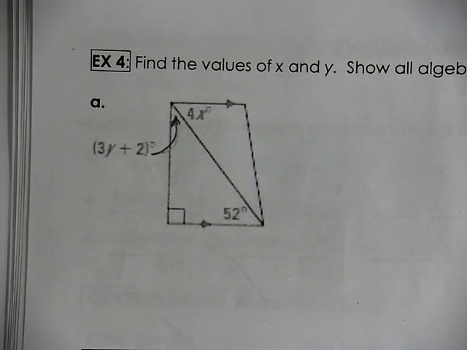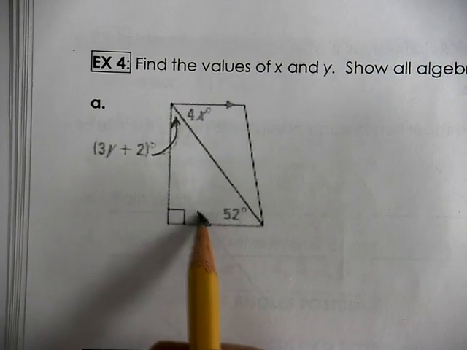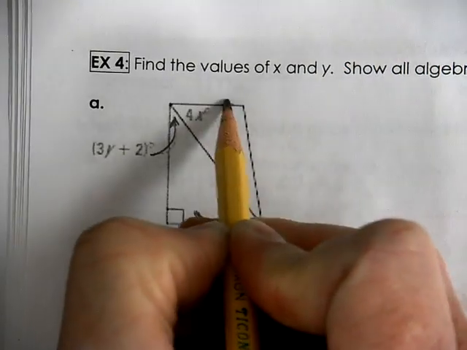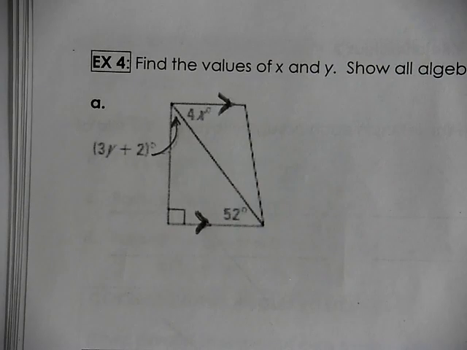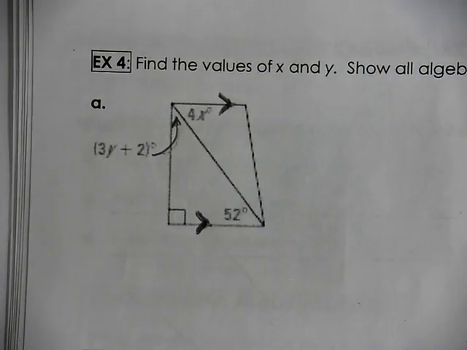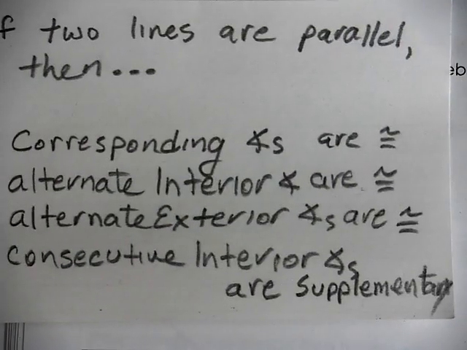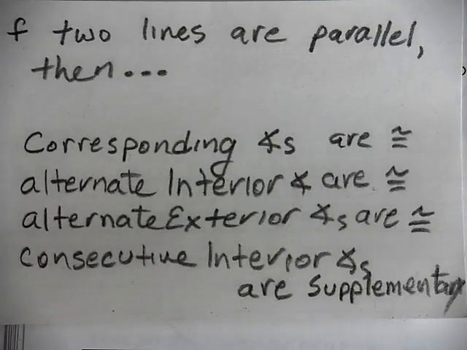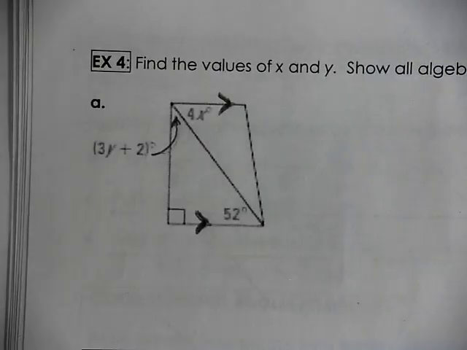So you're looking for things. What do we know when we look at this picture? What do you see when you study the picture? I see a pair of arrows. Those arrows tell me that those lines are parallel to each other. And when I see parallel lines, I think about these 4 types of angles. Which pair do I see here?